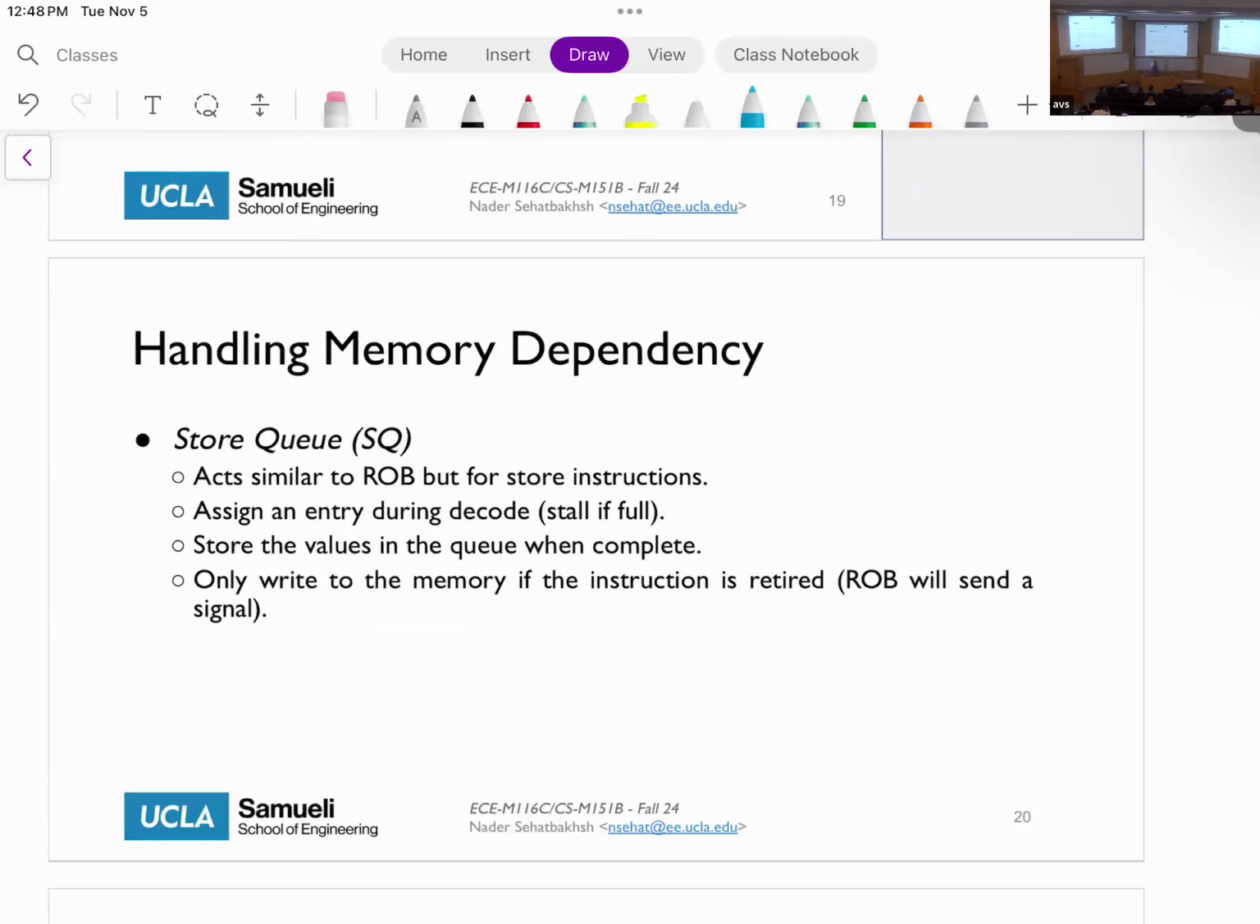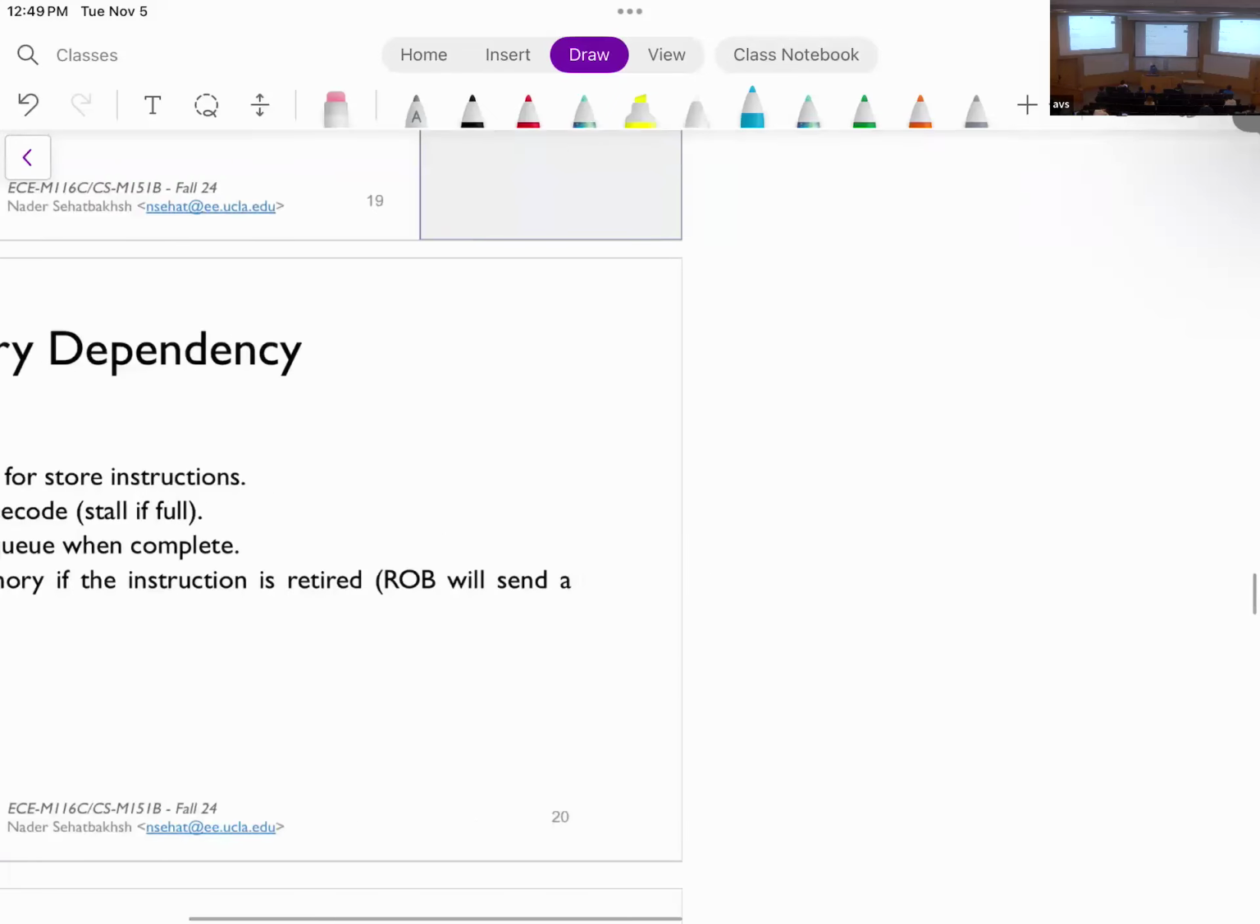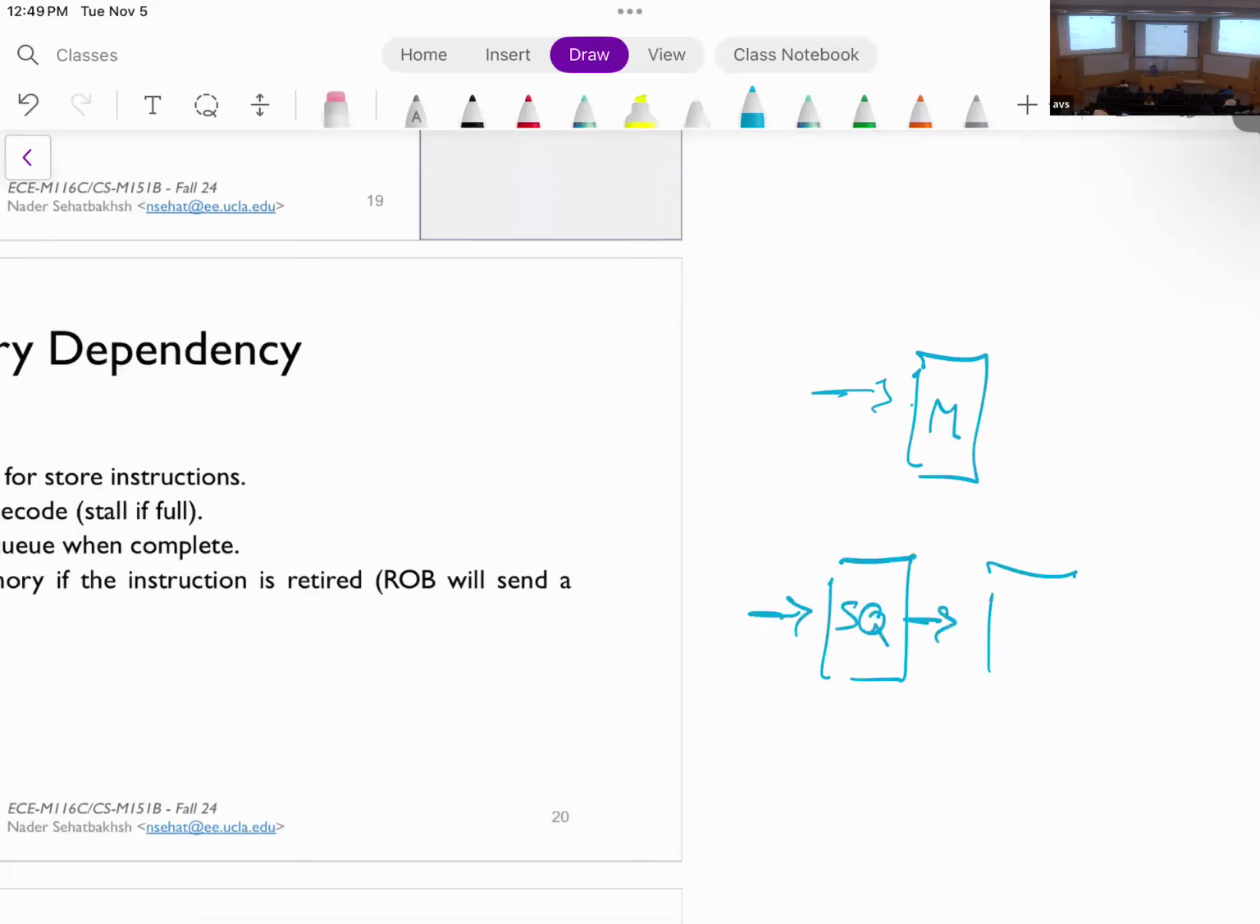So think about it as similar to the ROB. What it does is that instead of directly writing things to the memory, you write things to the load store queue, okay? And it only writes things to the memory when the instruction has been retired, okay? So if in the past I was directly writing things to the memory, now I write things to this store queue, and this store queue will write things to the memory.